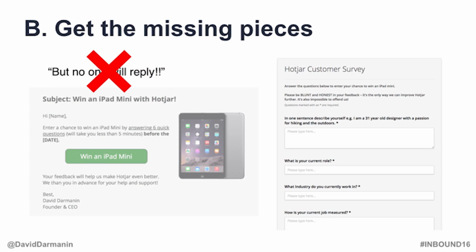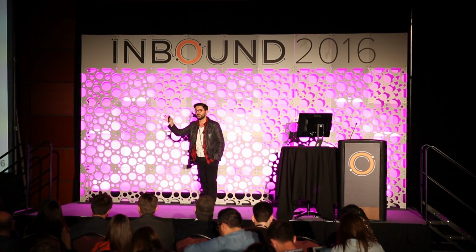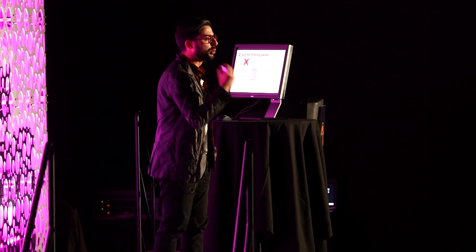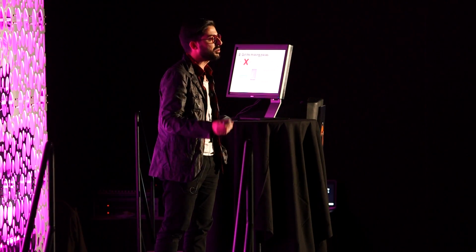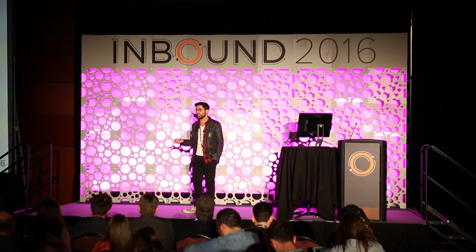So you might want to offer a prize. It really works to have a subject line saying, win an iPad Pro with Hotjar, right? So that's going to boost open rate. We know that. But then you want to counter that by saying, please be brutal and direct. It's impossible to offend us. Last thing you want is them thinking that if they say nice things, you're going to give them the iPad.